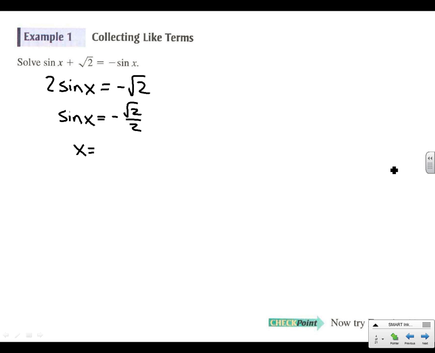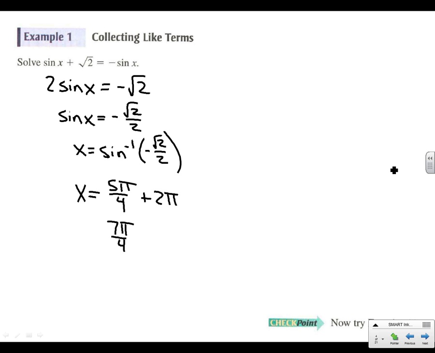X is the inverse sine of negative root 2 over 2. We're going to find all the places that we have a negative root 2 over 2 for sine. That's 5 pi over 4, and that is also 7 pi over 4 on the unit circle. And this didn't say we couldn't spin around more if we wanted to. So we're going to put that plus 2 pi n on both of these.